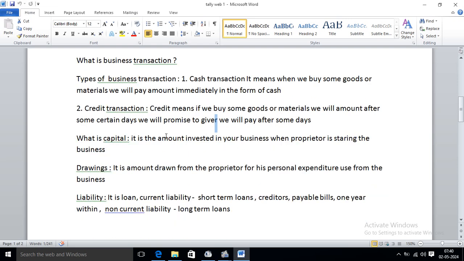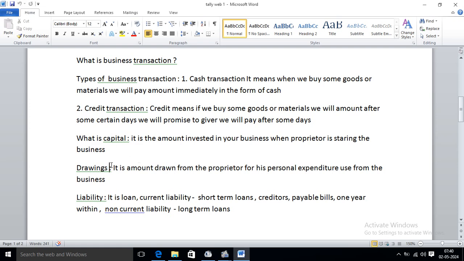Next coming is what is capital. Capital is the amount invested by a proprietor in his business when he is starting a business. Suppose we are starting a new garment shop. We are investing 1 lakh, 2 lakh rupees, that is called a capital amount.